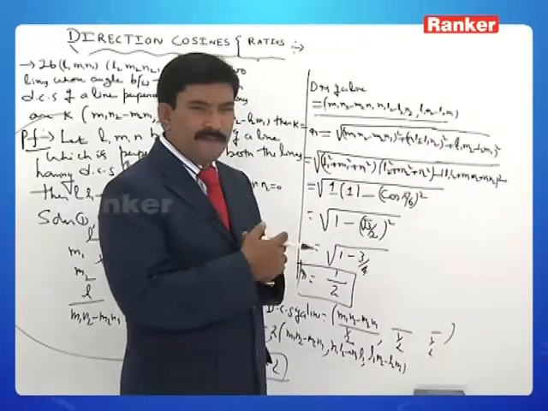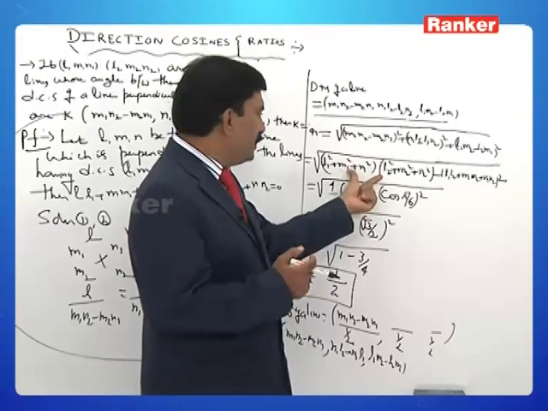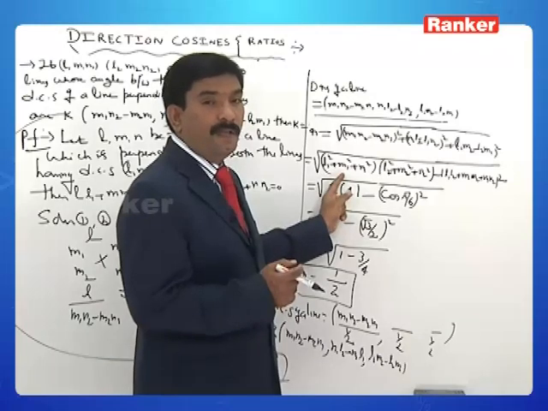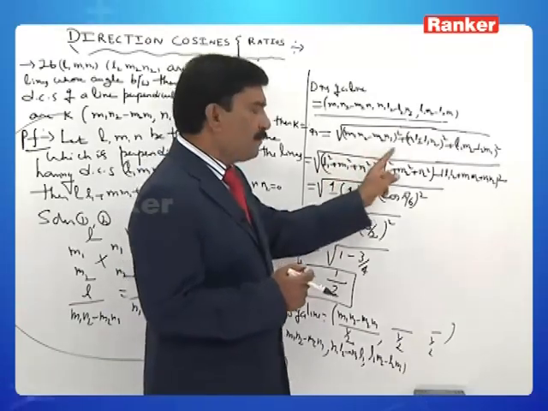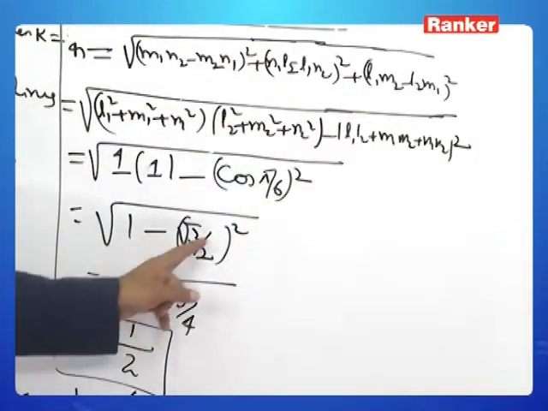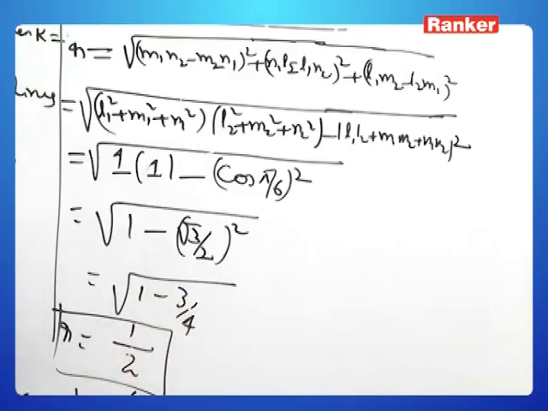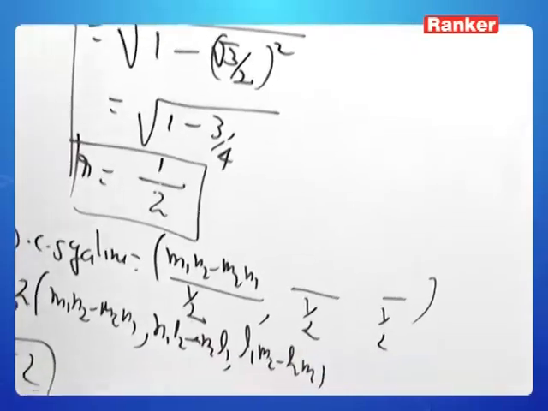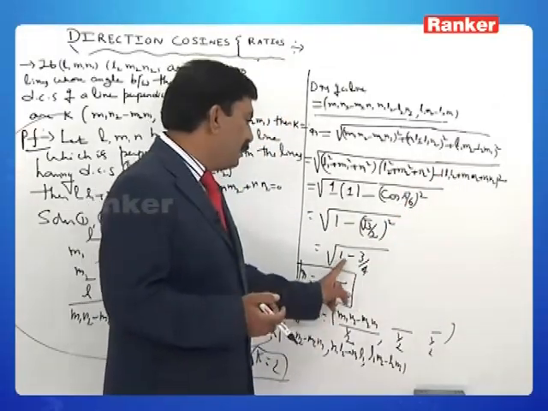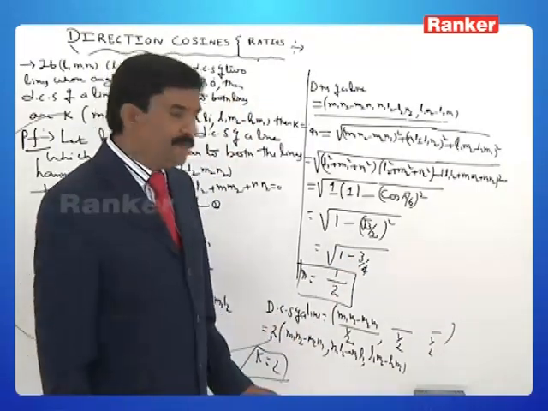By using Lagrange's identity, this is the RHS and this is the LHS. Using the relation between the direction cosines of a line, I can write this as 1. This is also 1. This is the angle between the two lines having DCs l1, m1, n1. But he has given the angle between the two lines as 30 degrees, so I can write it as cos 30 degrees. Therefore, 1 minus root 3 by 2 whole square, which is 1 minus 3 by 4, which is 1 by 2. So the DCs of the line are given to be what?